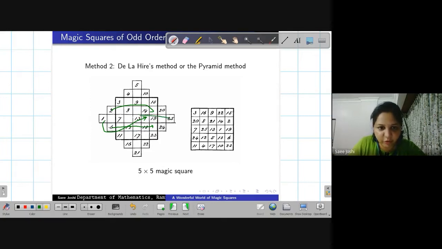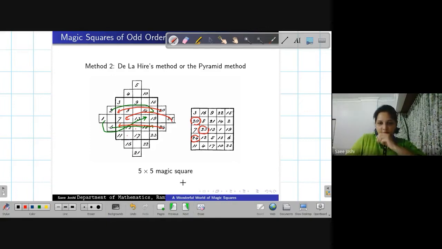This 25 would go here. Maybe I'll use a different color. So 25 will go here, 20 would go here, and 24 would go here. Okay, so 25 is going here, 20 is going here, and 24 is going here. Okay, same for the upper ones also. So you take this 5, you place it here. Take this 4, you place it here. Take this 10, you place it here. 5, 4, and 10 are placed here, and then you get a magic square.